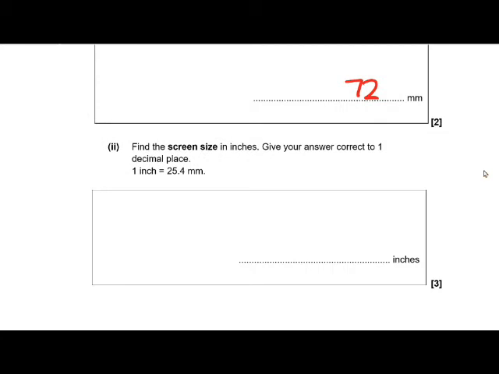The second part of the question says find the screen size in inches and give your answer correct to 1 decimal place. And it gives us a strap line. So whenever you see something equals something, it is the numbers you need for a strap line. So 1 inch is 25.4 millimeters. We don't have 25.4 millimeters, we have 72 millimeters. So to get your scale, divide your 72 by 25.4 and it will give you that scale.